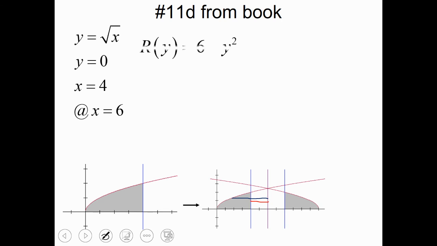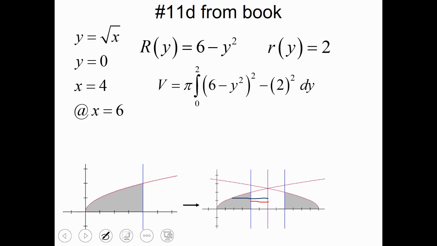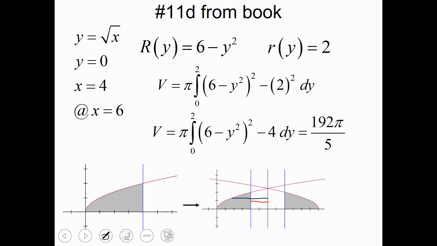And my setup looks like this. My big radius is going to go from 6 to the y squared. So we always do right minus left. So 6 minus y squared. And then my small radius, right minus left, is going to be 6 minus 4, which is 2. That center of the bagel is consistently a radius of 2. So my setup: big radius squared minus small radius squared, boundaries are 0 and 2, multiply by pi to get my answer. You do not need to simplify this in any way to get your answer.